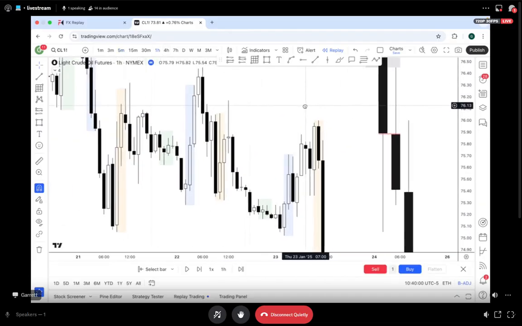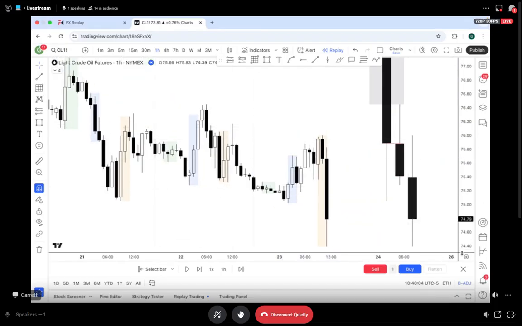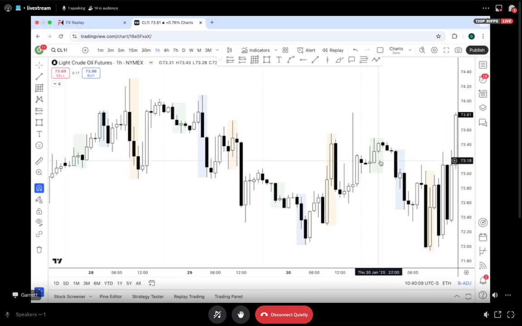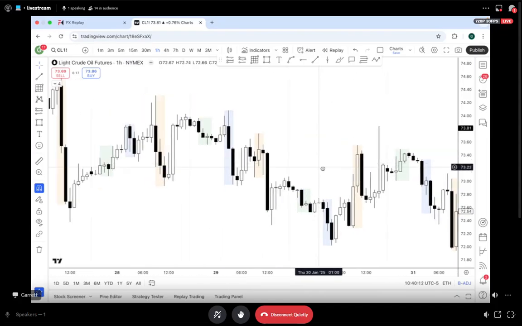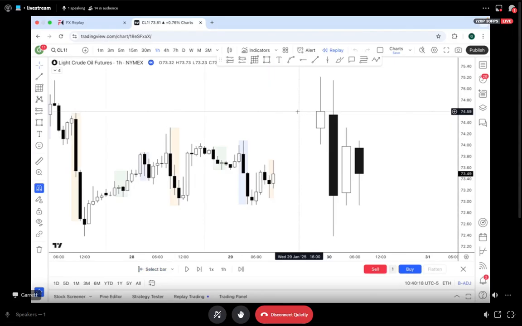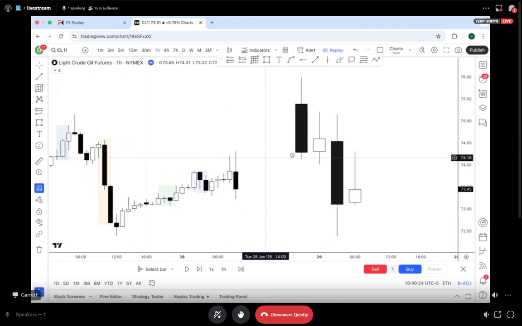For continuation, it's a bit different. If I can find an example. I traded CL this week. What did I trade though? It was an hourly model. There we go. I think it was right here. Was it right here? No, it was over here. Yeah, it was right here.